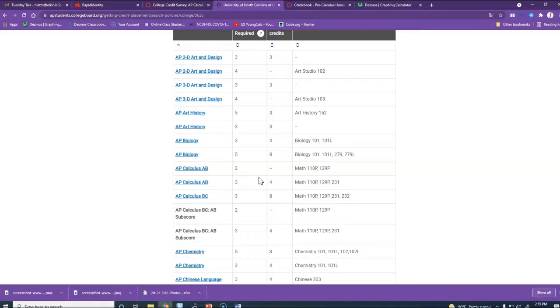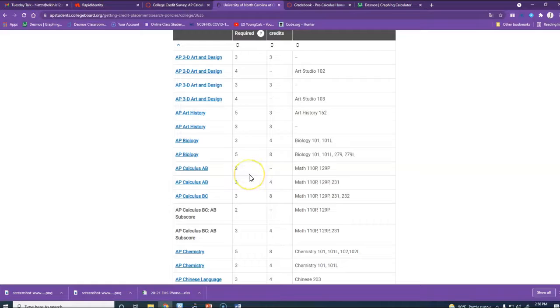Well, it does not transfer, it just transfers as credit. It doesn't affect your GPA once you go there. Yeah, so it would just transfer as credit. It won't be an A, B, C, or D. It's just credit or no credit. So it won't affect your GPA whenever you go to college. But it'll give you credit for it, so if your degree requires you to have that, you've already got that credit checked off.